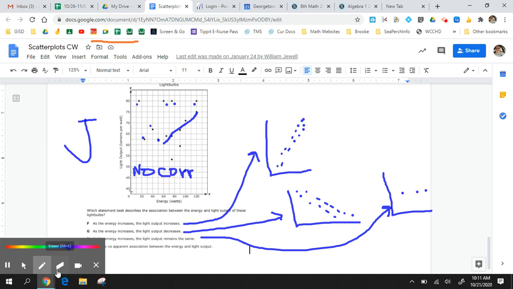So no correlation. Let me erase this line that I drew in these little dots so you can see it a little better, but no correlation. It's kind of everywhere. All right.